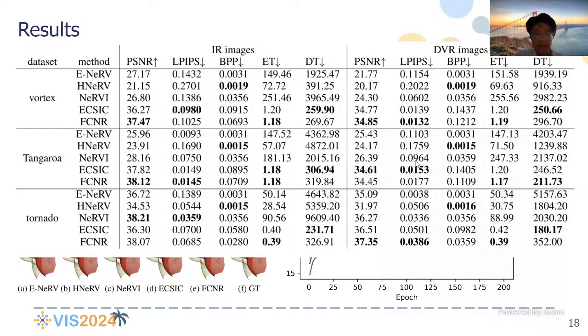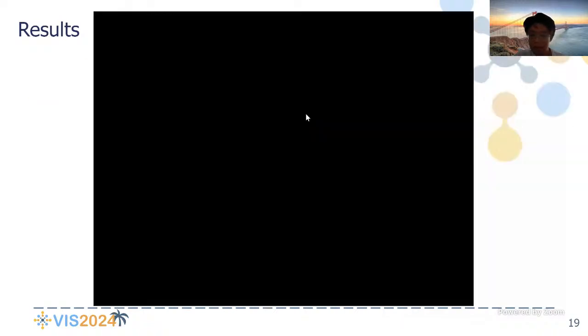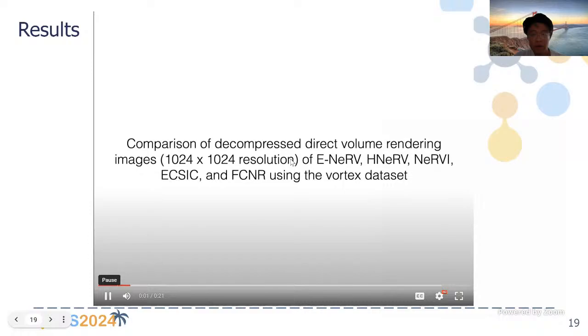We can see that our result, FCNR, reaches much better results than INR-based methods in compression quality, and faster speeds in encoding and decoding. Moreover, it achieves better BPP than ECSIC in all cases. And here is a video showing the visual quality of FCNR more intuitively.